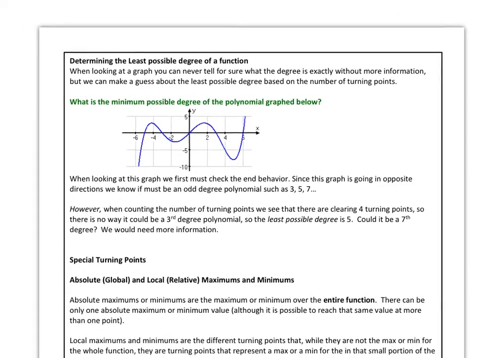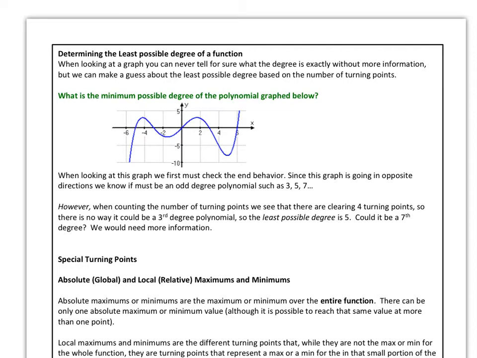On this next page, we're talking about determining the least possible degree of the function. And so with this, you can never tell exactly what the degree is without more information, but we can talk about the least possible degree based on the number of turning points. It tells us that we need to first check the end behavior. This graph has opposite directions, so we know it must be an odd polynomial. So again, it's because opposite directions is odd. So it has to be a degree like 3, 5, or 7.